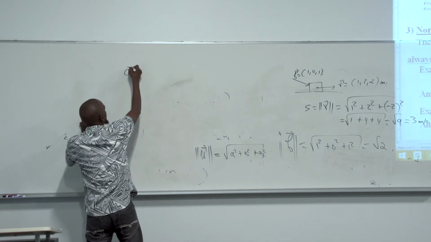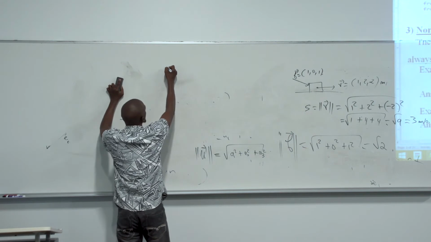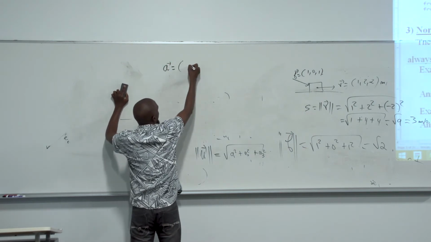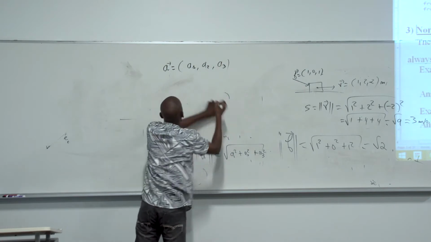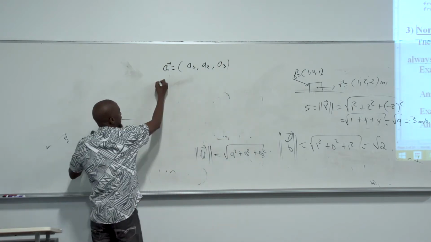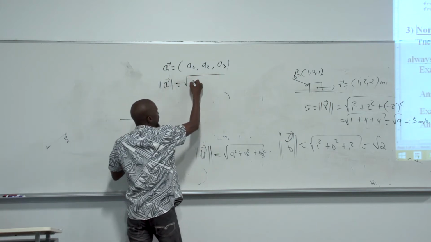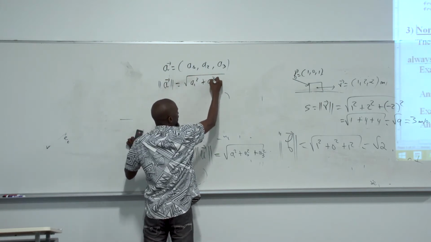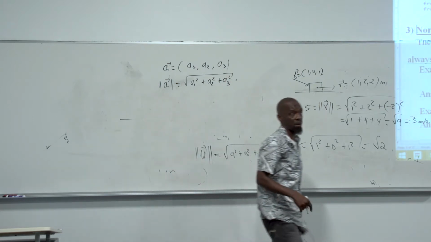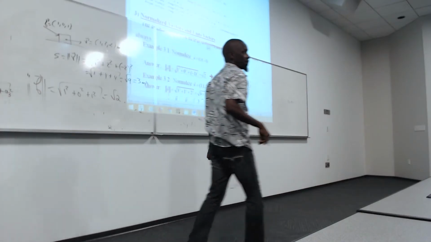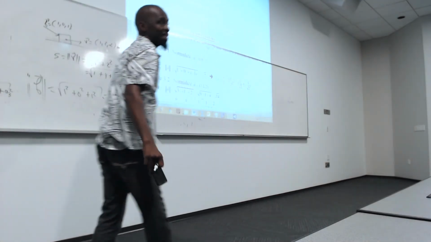Guys, let's say we have a vector A. A has components A1, A2, and A3. And we calculate the length of A. The length of A is the square root of A1 squared plus A2 squared plus A3 squared. Now, the normalized vector of A is to divide the components of A by its length.